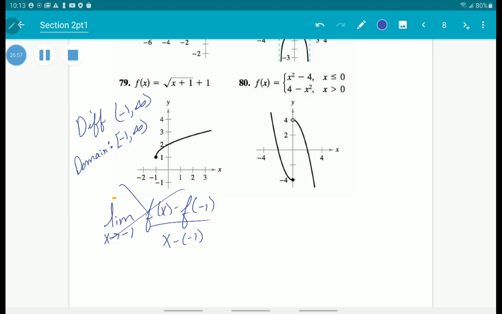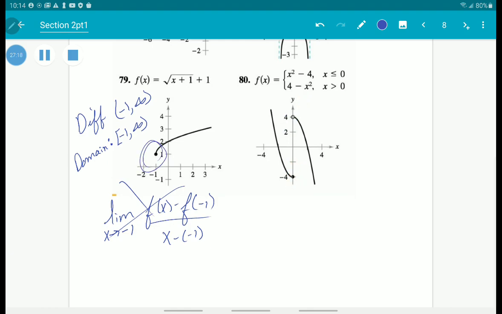And then this guy, 80, we've got this piecewise function. So we are differentiable here and we are differentiable here. The problem is we are not differentiable at x equals 0. Okay, same kind of issue that we had here. Even though we're closed here, we don't know what that tangent line would do. Notice that left-hand limit and that right-hand limit are not the same value. So that's where we would be differentiable.